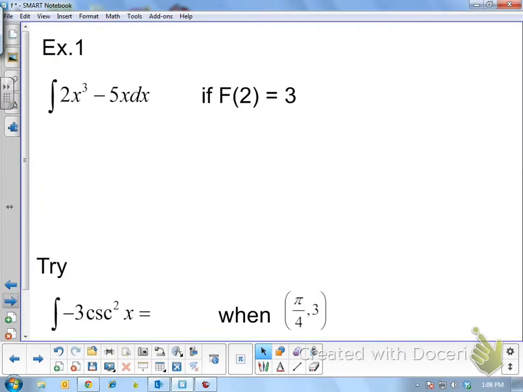So I could present this a couple of different ways. Saying the integral of 2x squared minus 5x dx, if the antiderivative evaluated at 2 is 3, is one way I could present this.